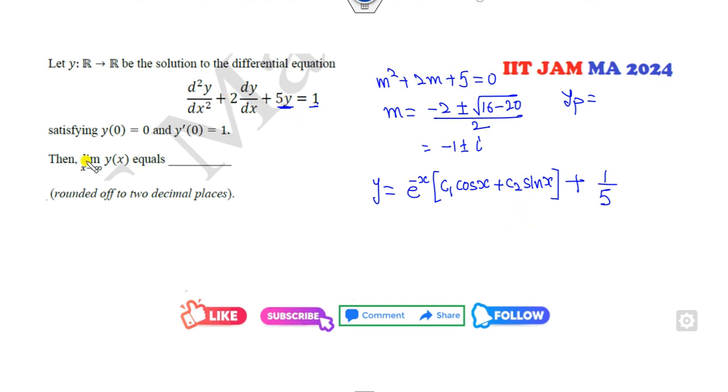So now your target is to find the limit as x approaches infinity. So when x approaches infinity, this will be 0. So that is completely 0. The answer is 1 over 5, the right answer of this problem.